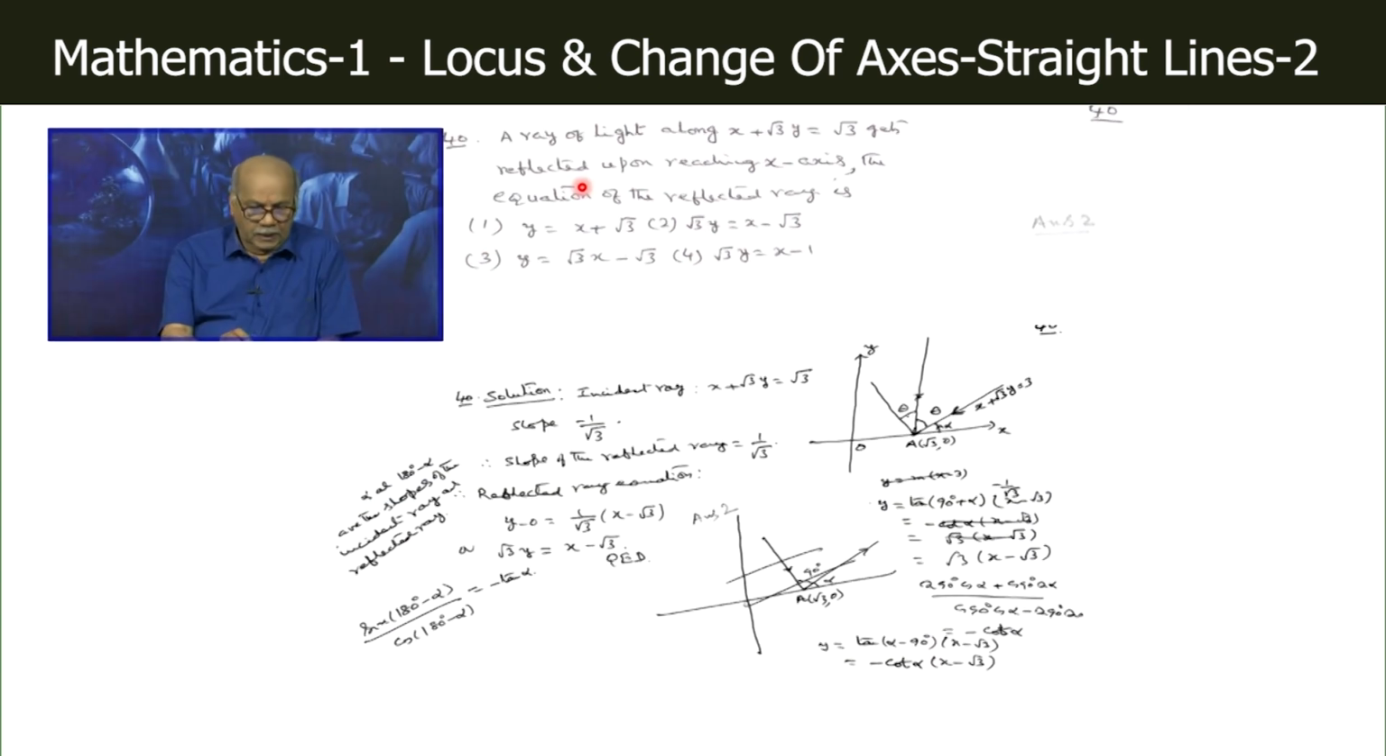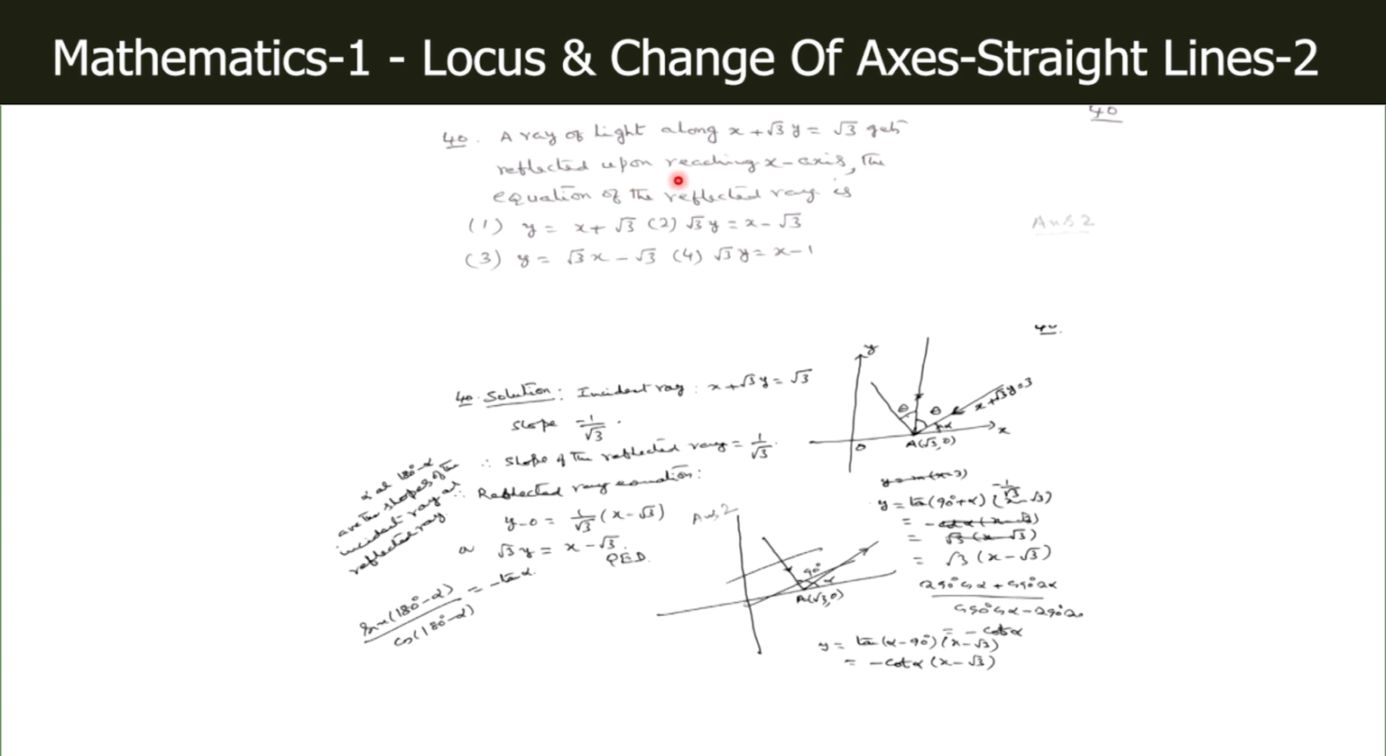Next, a ray of light along x plus root 3y is equal to root 3 gets reflected upon reaching the x-axis. The equation of the reflected ray is: option 1, y is equal to x plus root 3; option 2, root 3y is equal to x minus root 3; option 3, y is equal to root 3x minus root 3; and option 4, root 3y is equal to x minus 1. See the figure. So the incident ray is x plus root 3y is equal to root 3. The slope of this incident ray is minus 1 by root 3. The slope of the reflected ray is 1 by root 3.